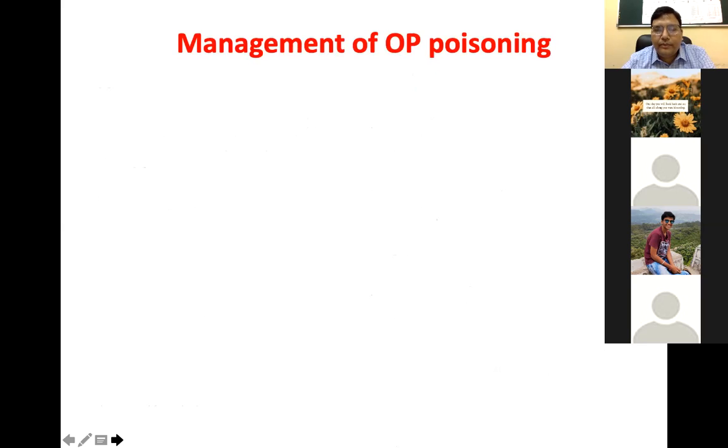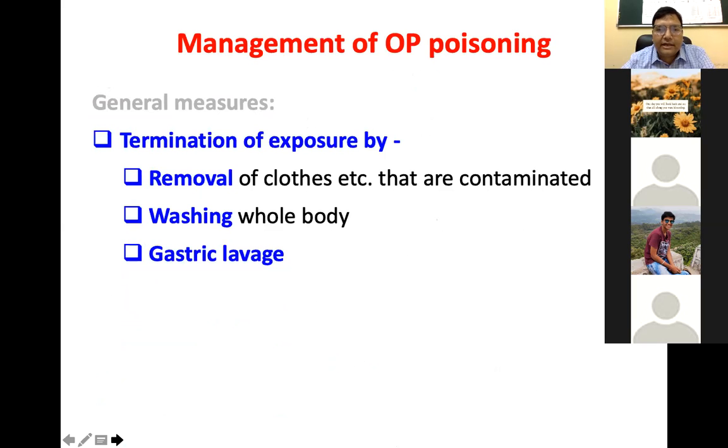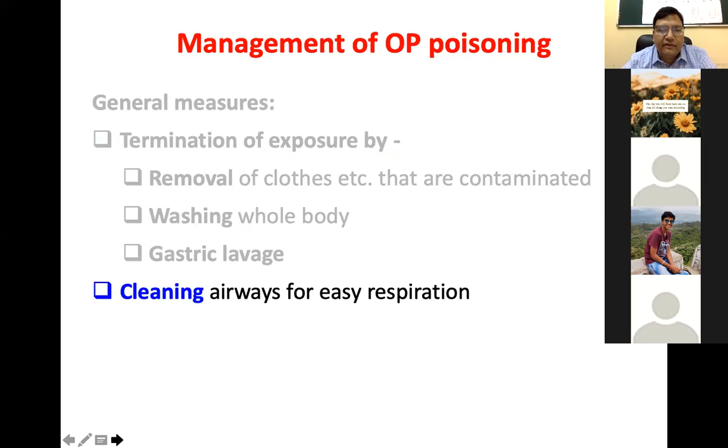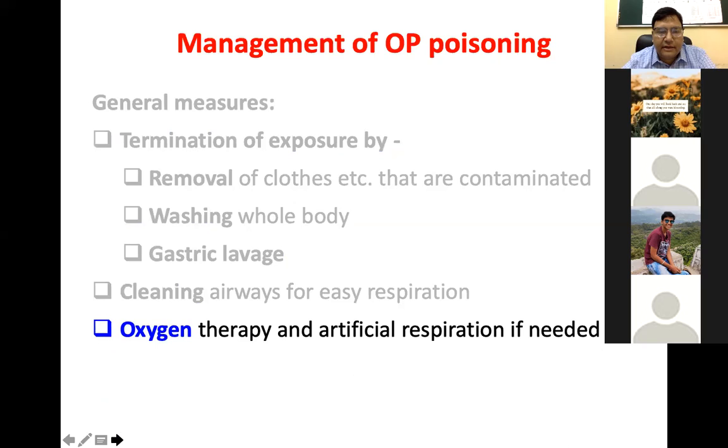So how are we going to treat a patient if he or she comes to our emergency with organophosphate poisoning? First of all, we start with the general measures. We terminate the exposure to the drug. We remove the clothes, as organophosphate is very lipophilic and gets absorbed from the skin. If the drug is present in powder form on the skin, further absorption will occur. So we will remove the clothes, wash the whole body of the patient, then do the gastric lavage, and then clean the airways for respiration.